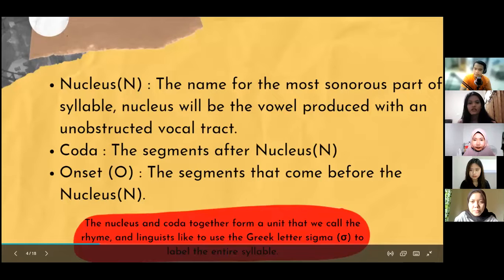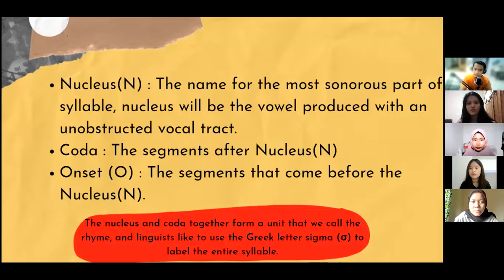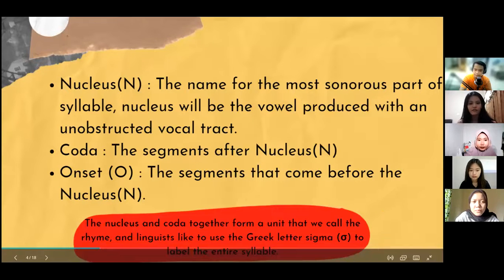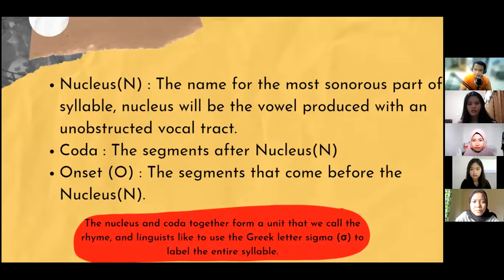Nucleus is the name for the most sonorous part of a syllable. Nucleus will be the vowel produced with an unobstructed vocal tract. Coda, the segments after the nucleus. And the last one is onset, the segments that come before the nucleus. The nucleus and coda together form a unit that we call the rhyme. And linguists like to use the Greek letter sigma to label the entire syllable.